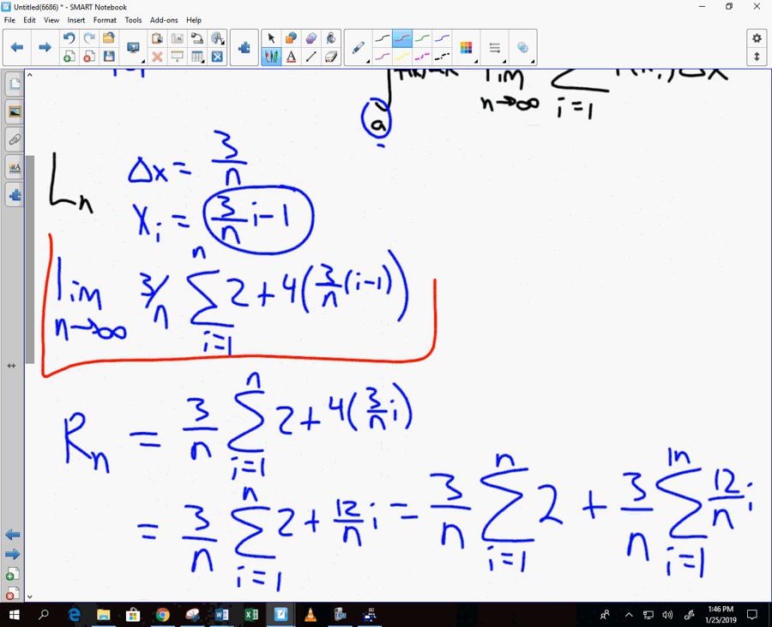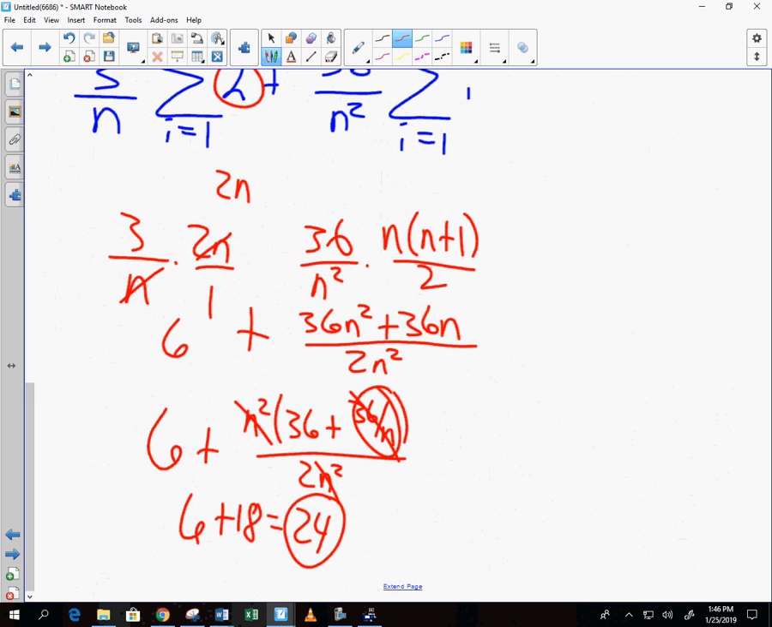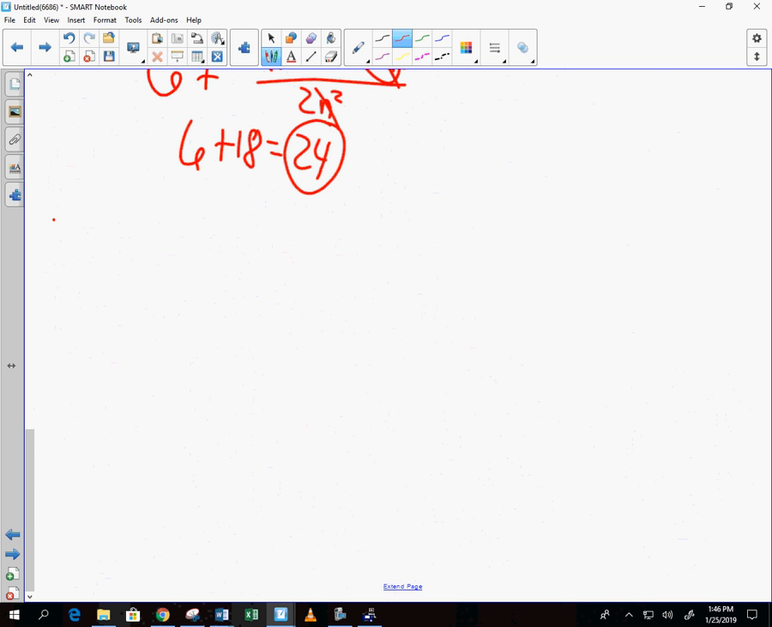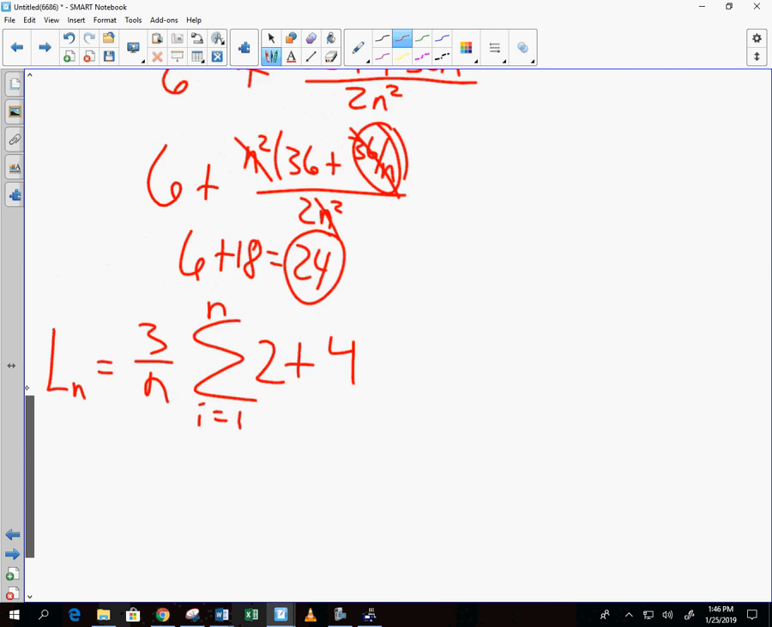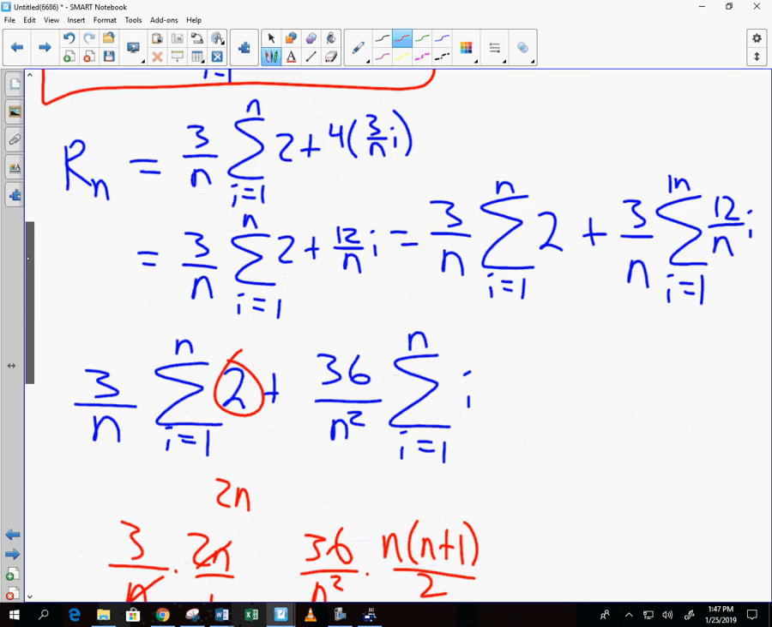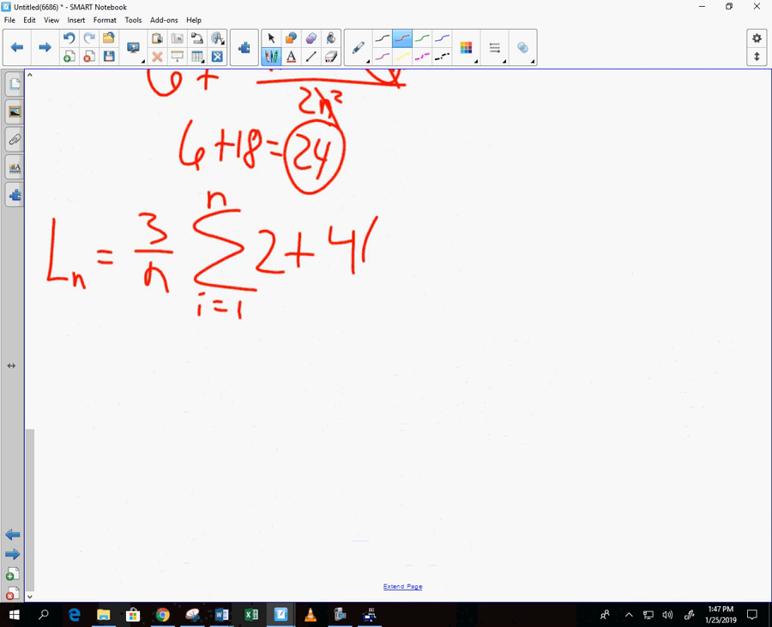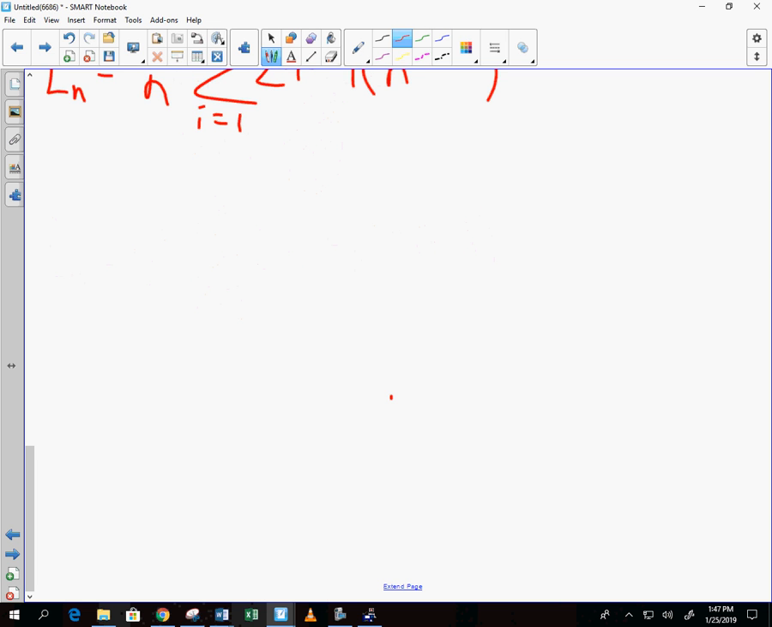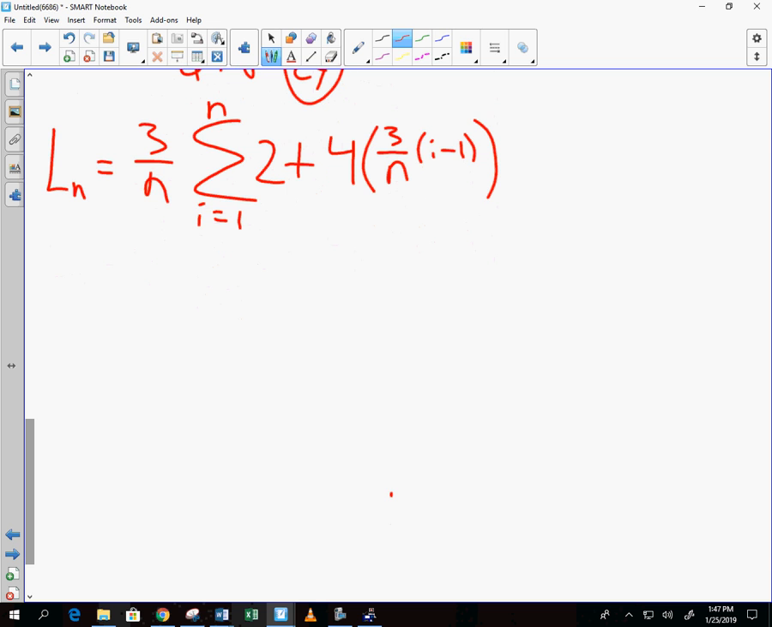We haven't done that. So what happens if we do the left-hand piece? Well, I'll write that out. So we have the left hand is equal to 3 over n times the sum from i equals 1 to n of 2 plus 4 times, and what do we got? I can't even remember here. We've got 3 over n times that i minus 1. That's what you got. Well, let's work that through. Let's see what we get.